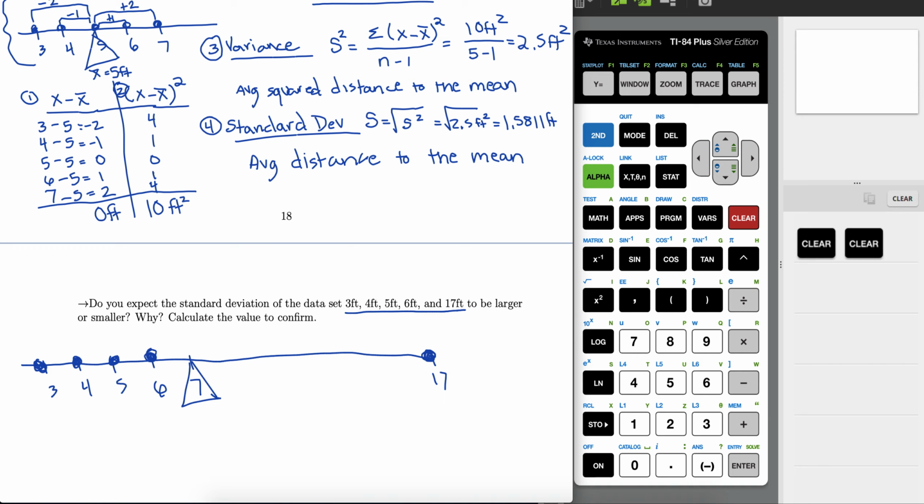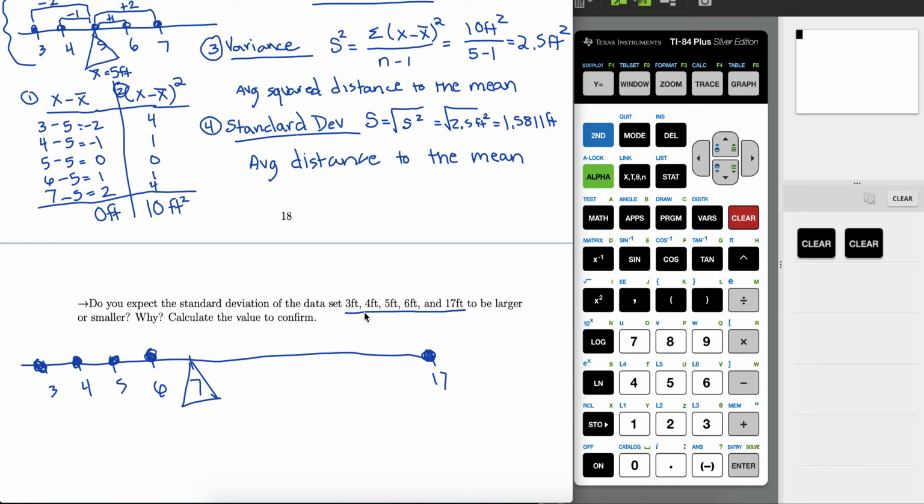For standard deviation and how it measures the spread of the data. We had our original 5 kids sitting on the seesaw at 3, 4, 5, 6, and 7 feet. The mean was at 5 feet, and we were looking at, on average, how far these points are from that mean or balance point. Let's try a second example, this time using our calculator.